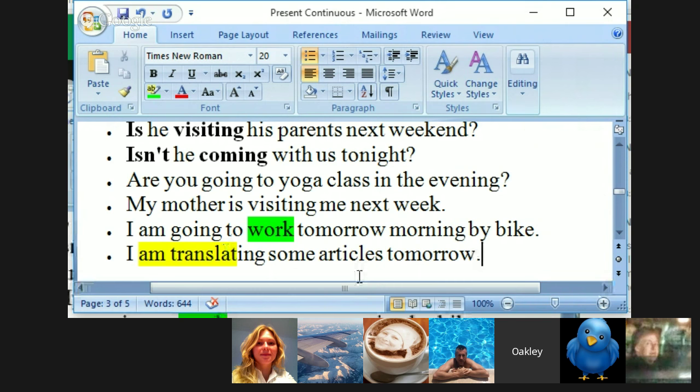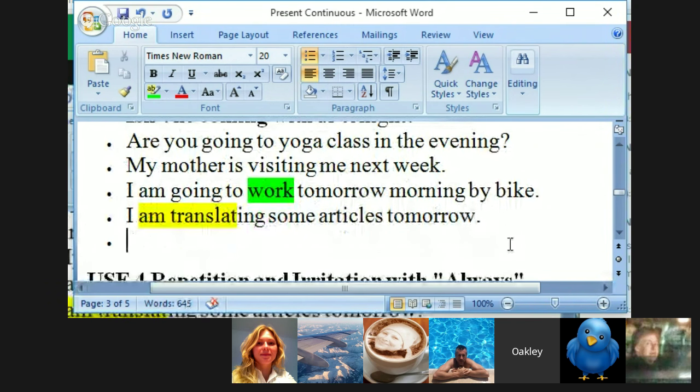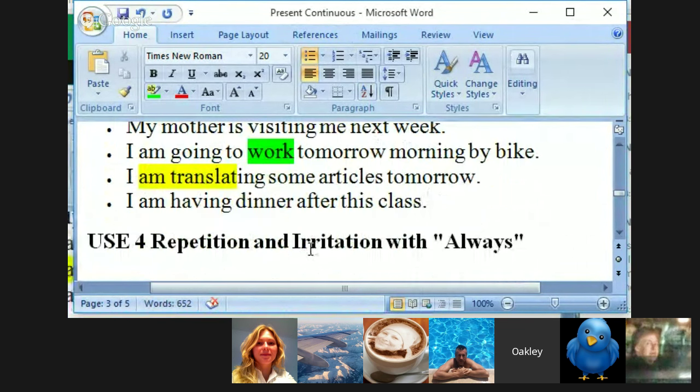Okay, all right. Ken, you want to try forming a sentence to talk about the near future? Near future. I'm having dinner after this class. Okay, so you're planning on having dinner after this class. Yep. That's very good. This would be very normal use of present continuous to talk about the future. Good job.